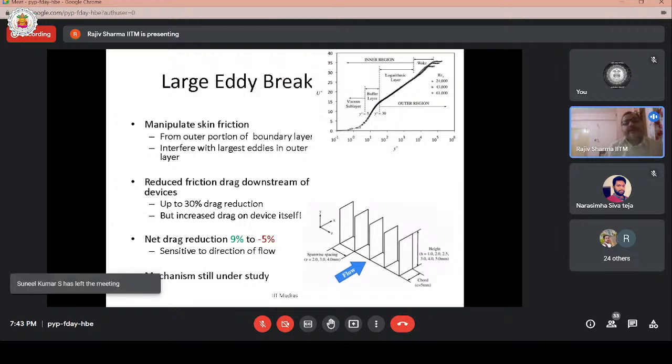It is also sensitive to the direction of flow. Now, this is something very important. Please understand that when we talk about riblets, I told you that they are from micro to mini size. The problem with large eddy break-up devices is that they are of mini size. And when you have structures which are protruding outward significantly, they act like appendages.